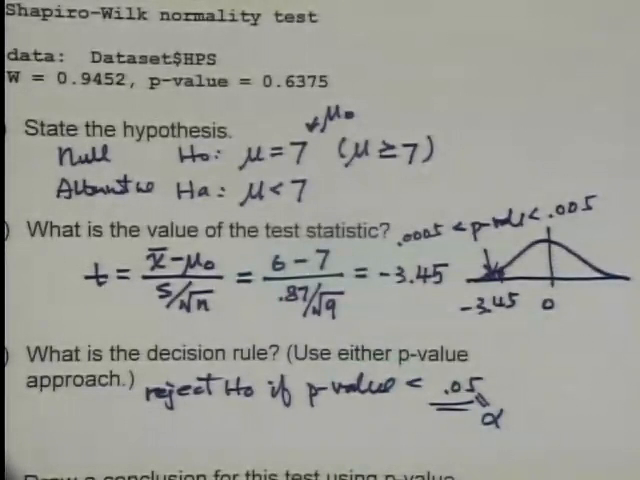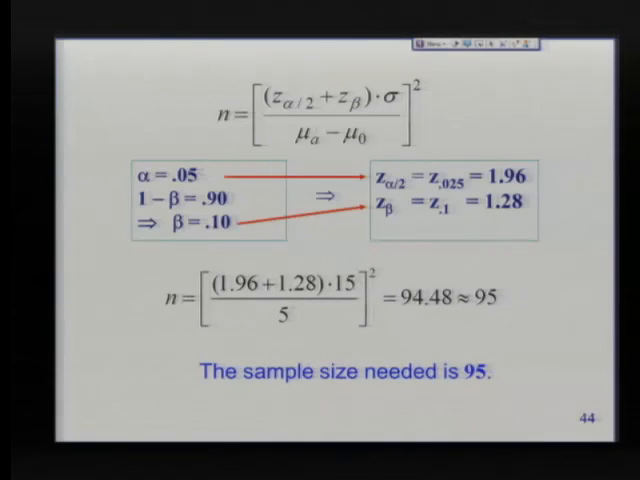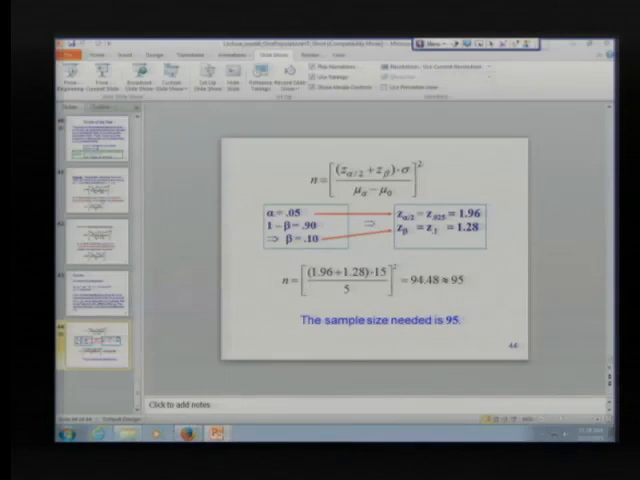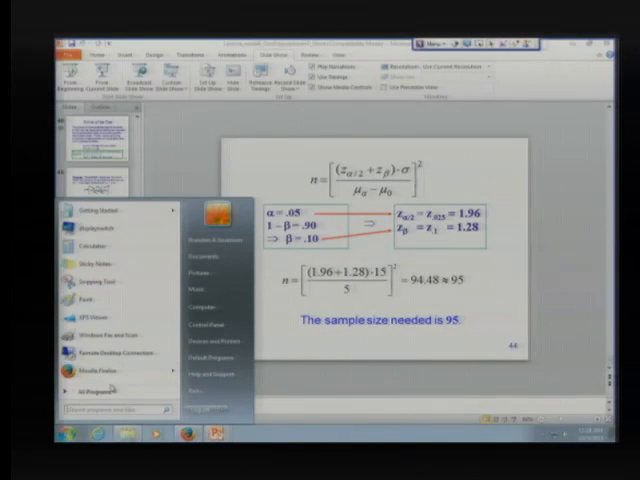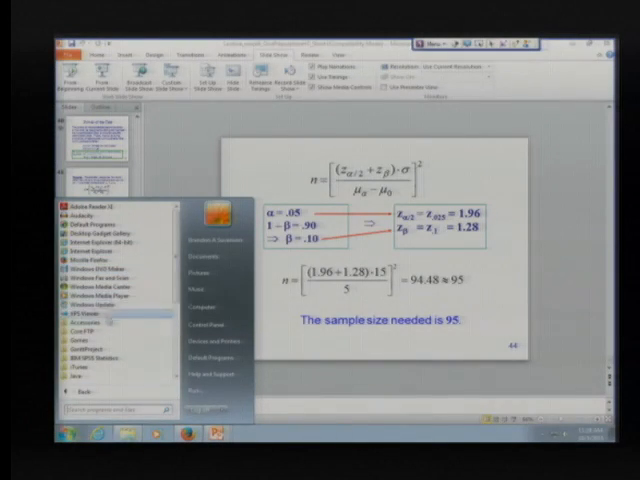Okay? Now, if you really want to calculate a more accurate p-value, right? There are several ways to do this. Let me see. We can use Excel, I believe, right? Let me see if I can find the Excel worksheet here. Okay, Excel.